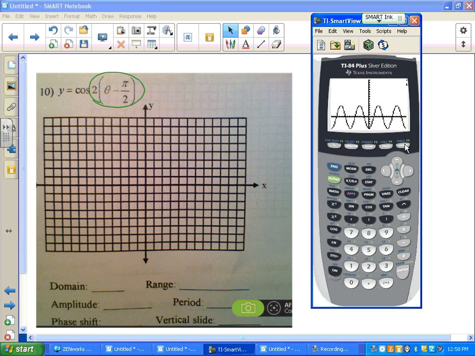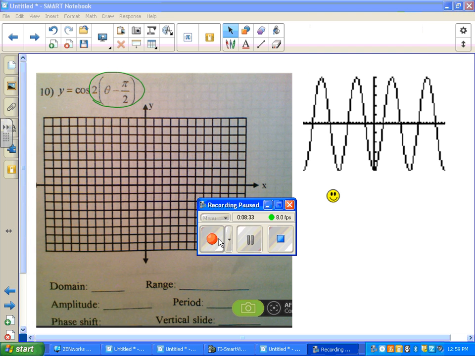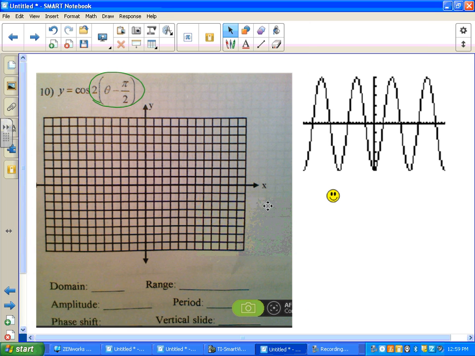Remember, my window was a little bit different. The but is that we have more waves on there, so I'm just going to clean that up a little bit. Okay, the first thing I want you to notice is that this is a cosine function, but cosine is supposed to start at 1. And that's 1 because I changed my scale. It's not starting at 1.